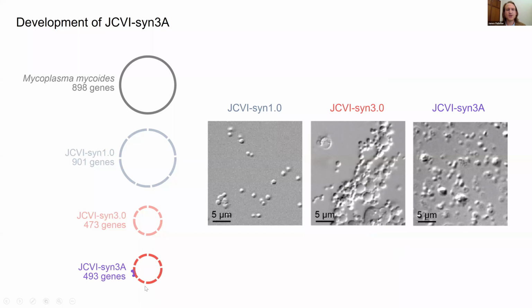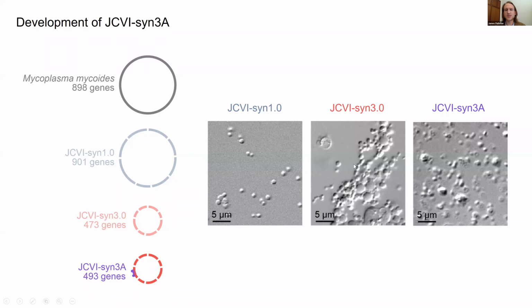And then JCVI Syn3A contains more genes than Syn 3.0. And in particular, Syn 1.0 has a normal morphology, similar to the wild-type Mycoplasma mycoides, and there are many cells that are small and on the order of a micron or smaller. In scanning electron micrographs, about 400 nanometers is the estimate for the diameter, apologies. And they're largely separated from one another, consistent with normal cell division.